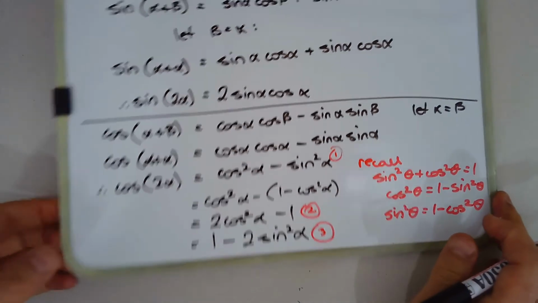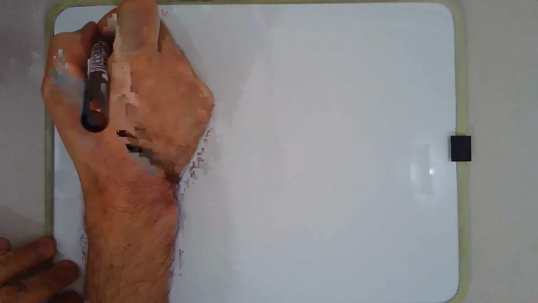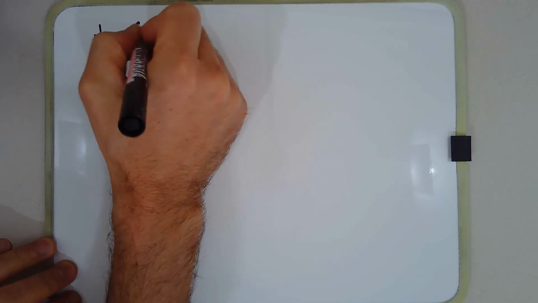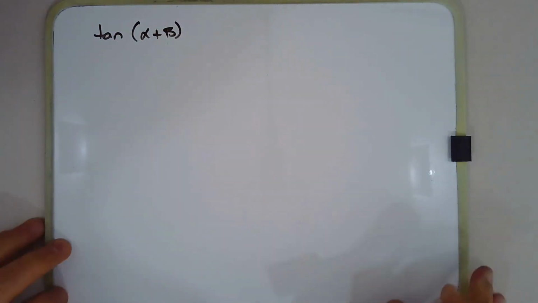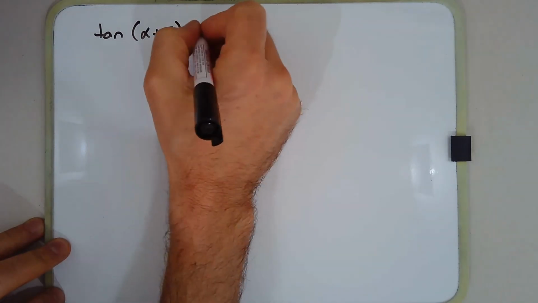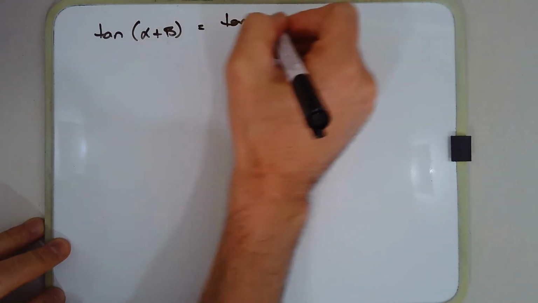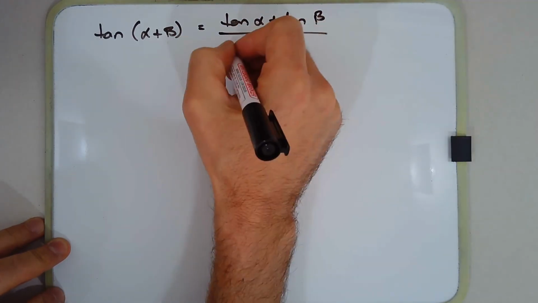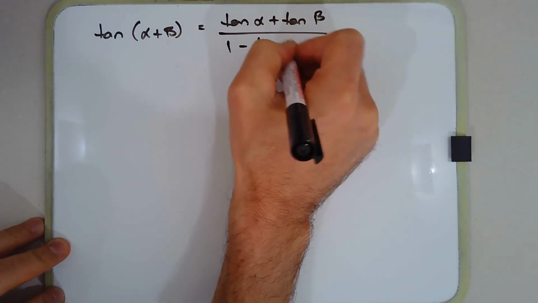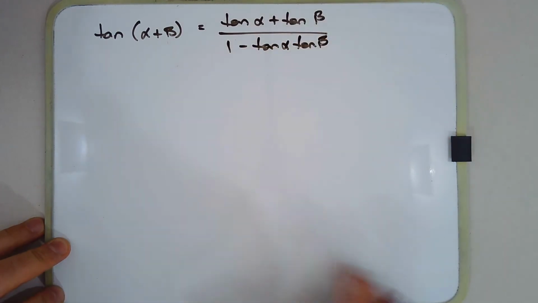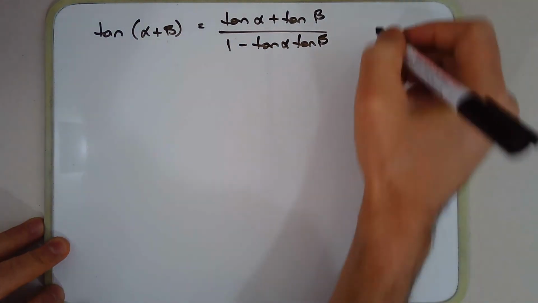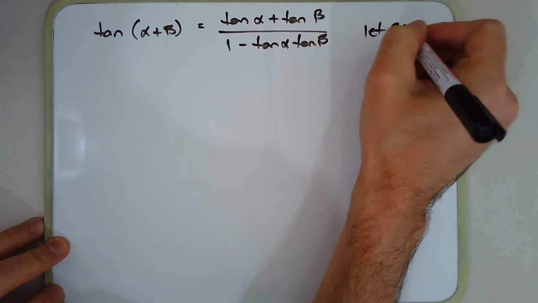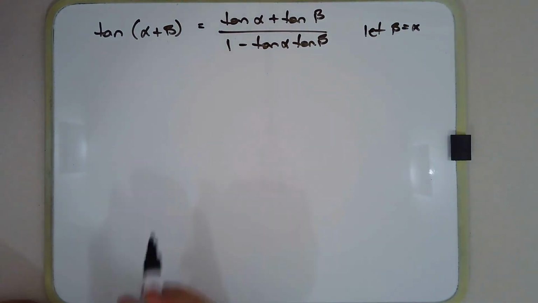Now let's have a look at tan of 2 alpha, or the double angle formula for tan. Let's first of all recall that tan of alpha plus beta is equal to tan of alpha plus tan of beta over 1 minus tan alpha tan beta. And now we're going to let beta equal alpha yet again. Now let's see what happens.